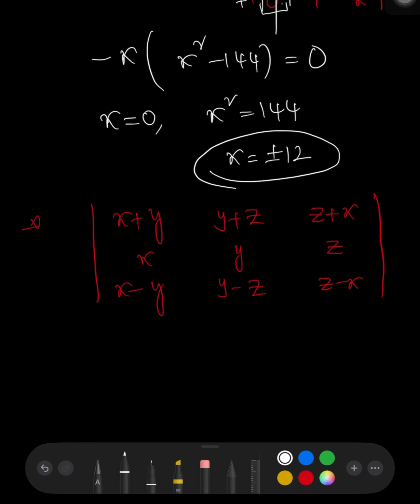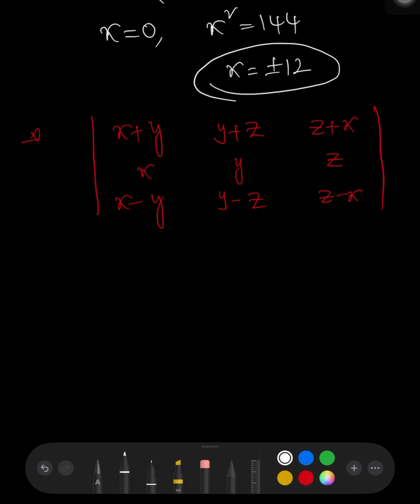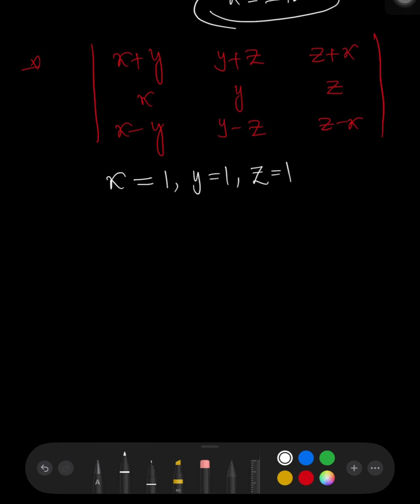This is what we need to find. Now in this case, this type of question, solving the determinant directly will be very lengthy. So you go with value substitution. For suppose, if I substitute x equals 1, y equals 1, z equals 1, whatever we can substitute, there is no problem. I will choose x equals 1, y equals 1, z equals 1.